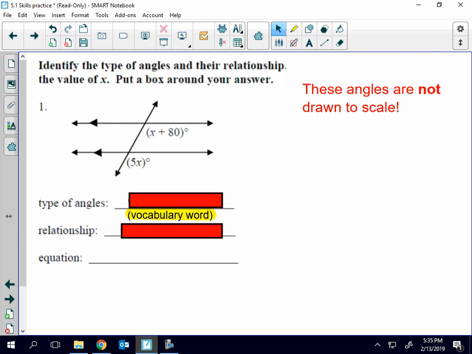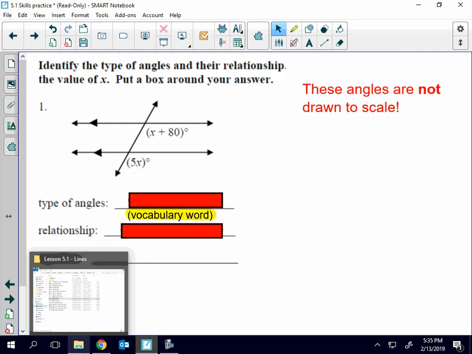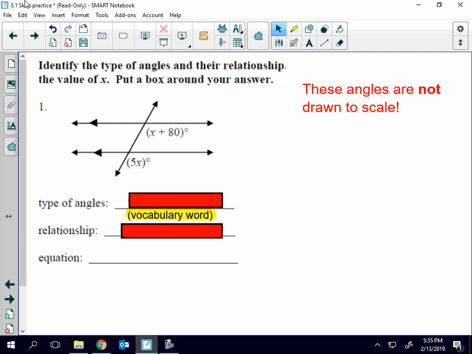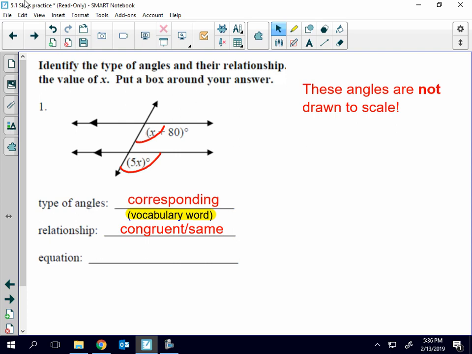So, what we have, okay, there we go. We have two angles. I have this angle and this angle. They are both obtuse, so we know they are congruent, so you can put that here for their relationship. Congruent or the same. And I need to know the type of angles. What's the other vocab word that we call this? Those are corresponding.